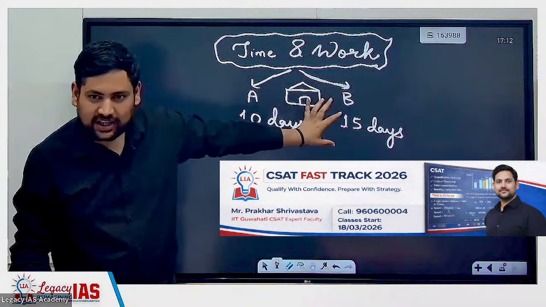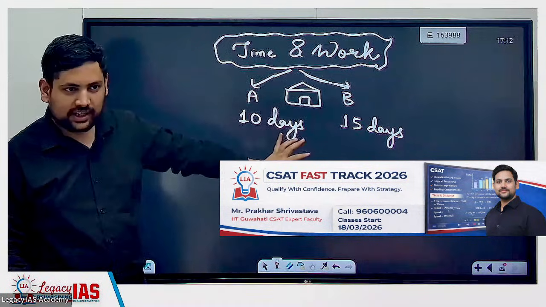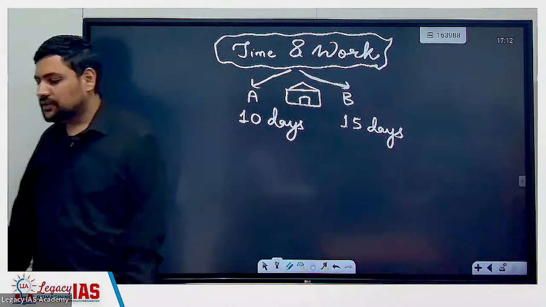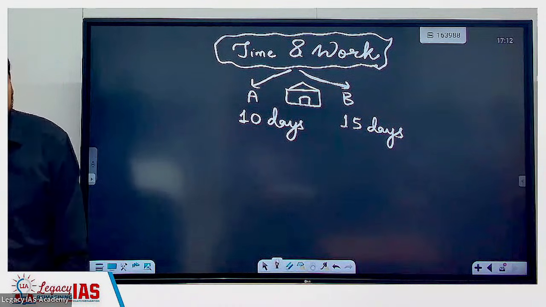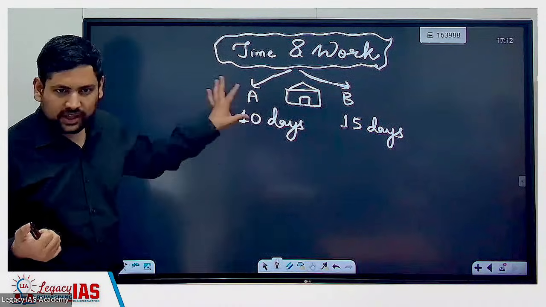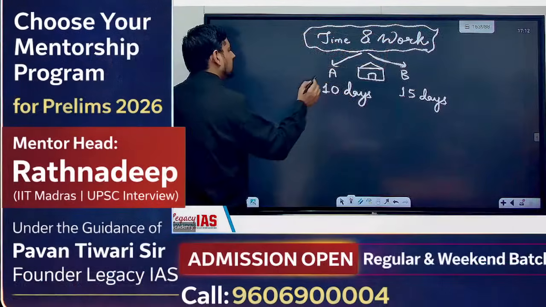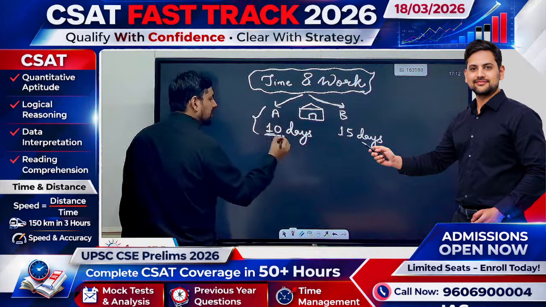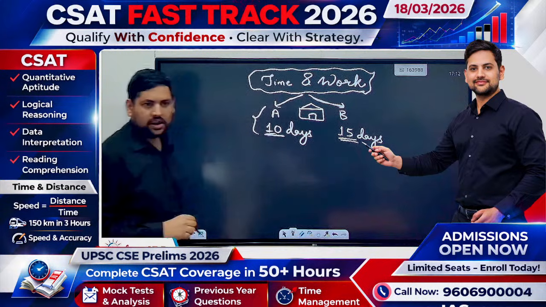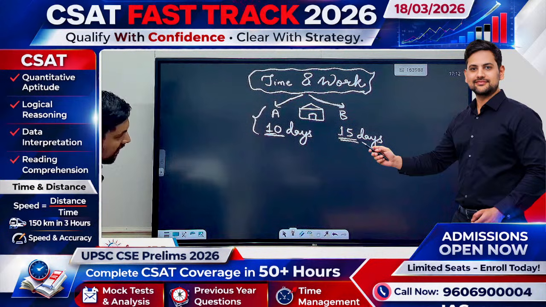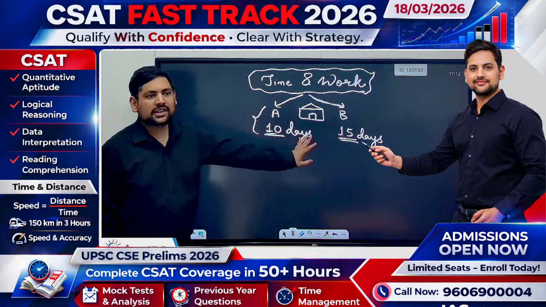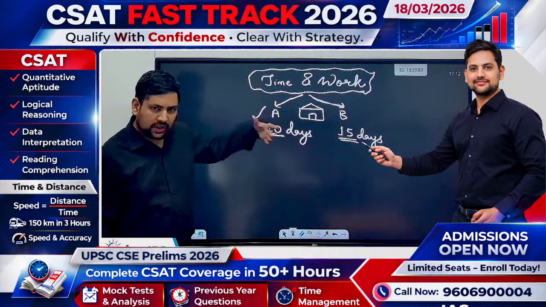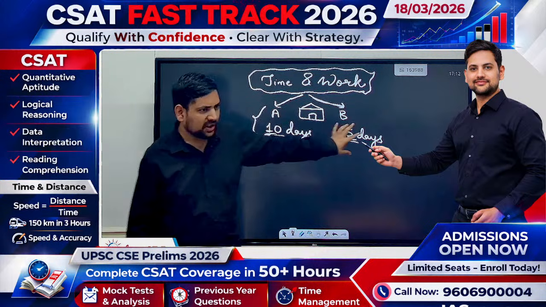So there's a house that has to be built. A takes 10 days to build this. B takes 15 days to build it. Now, which one of A or B do you think is more efficient? A is definitely more efficient. Correct. But the issue in this form is that this is a smaller number and this is a larger number. Okay. So this is not a very intuitive way to look at the efficiency of different people. Because you clearly know that A is more efficient, but 10 is smaller than 15.